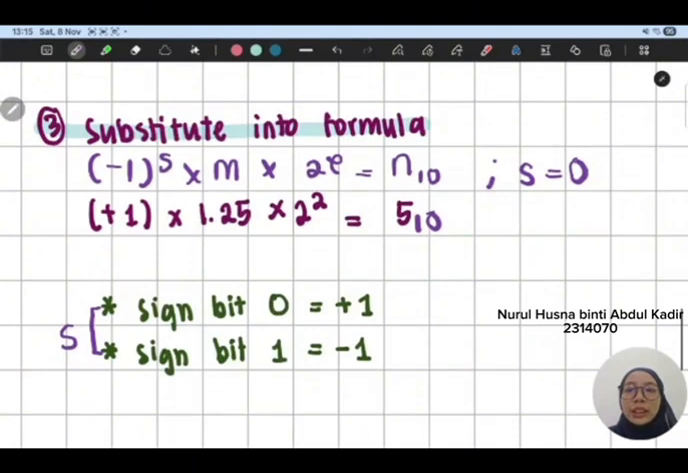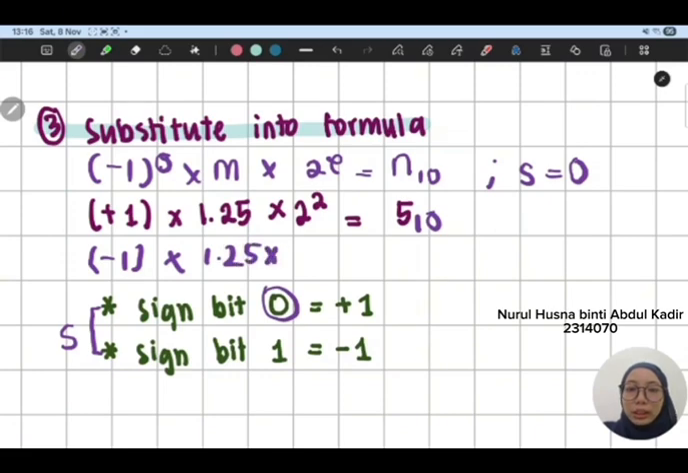To easily calculate it, instead of putting 0 here, we straight away memorize that if our S equal to 0, it will automatically change into positive 1. Meanwhile, it will be negative 1 if the MSB of the given IEEE is 1, and the resultant of our calculation will be positive 5.